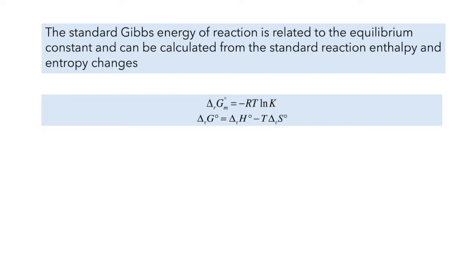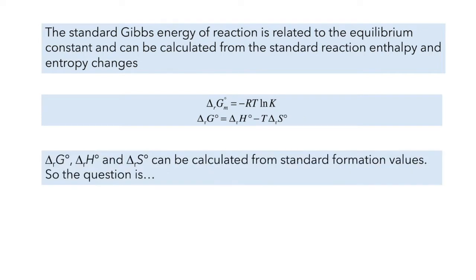Now, the standard Gibbs energy of reaction is related to the equilibrium constant through this equation here. Delta G naught is equal to minus RT ln K, the equilibrium constant. And we can also calculate the standard Gibbs energy of reaction from standard reaction enthalpy and entropy changes. Delta G equals delta H minus T delta S. These are two of the most important equations in all of physical chemistry.